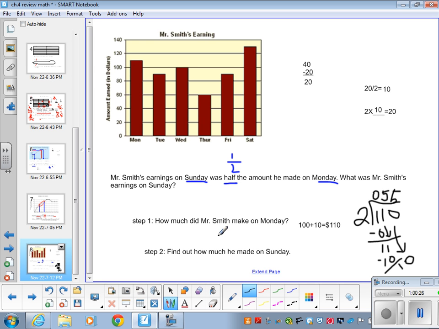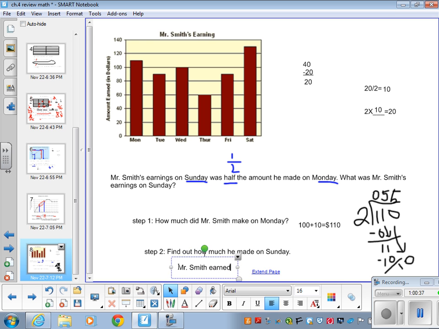So to find out how much he made on Sunday, half of 110 is 55. So, Mr. Smith earned $55 on Sunday. All right, we are done.